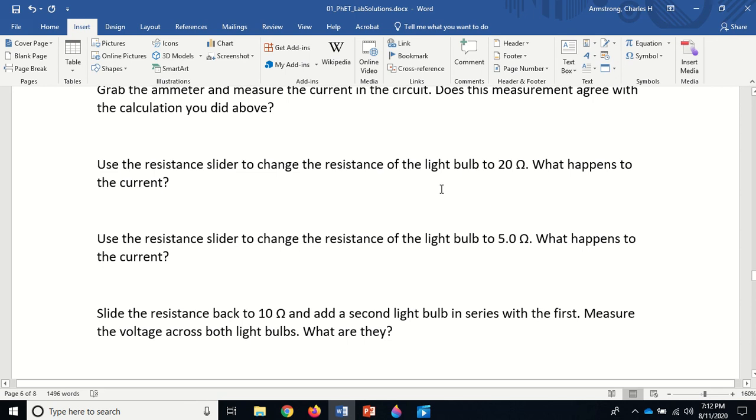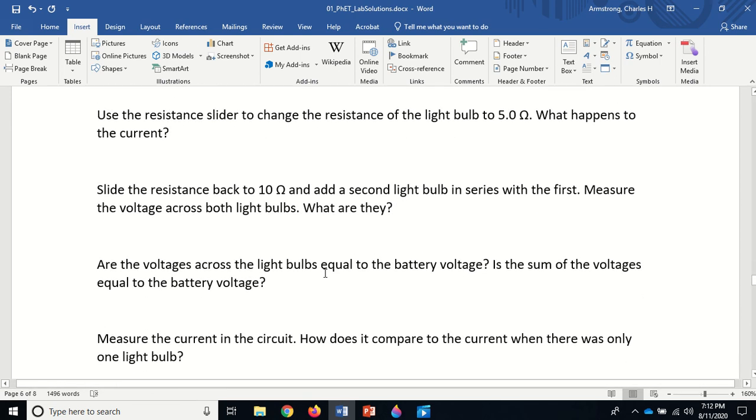So when we change it to 20 ohms, what happens to the current? It was cut in half. It went from 0.9 amps to 0.45 amps. When we change it to 5 ohms, it went up to 1.8 amps. It doubled because we decreased the resistance.